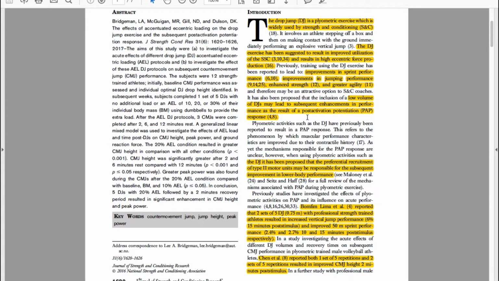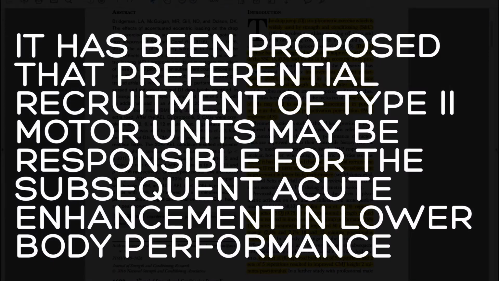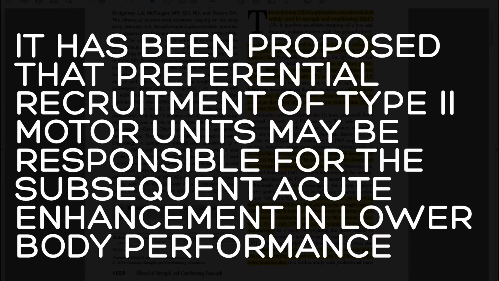It's also been proposed that the inclusion of a low volume of drop jumps may lead to subsequent enhancements in performance as a result of the post-activation potentiation response. When using plyometric activities such as the drop jump, it's been proposed that preferential recruitment of type 2 motor units may be responsible for the subsequent acute enhancements in lower body performance.